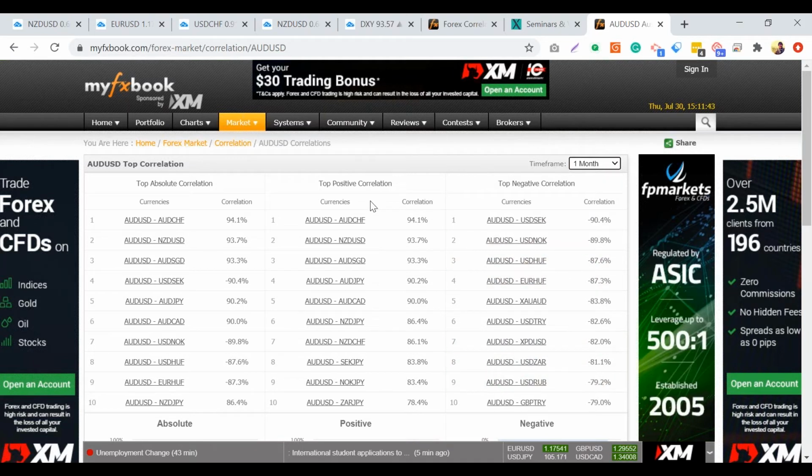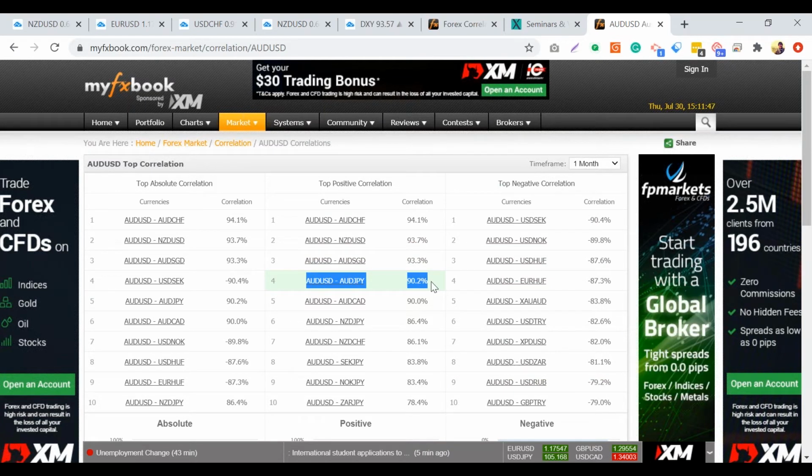So in the past 1 month, we noticed that Aussie dollar and Aussie yen move really closely together. Same with Aussie dollar, Aussie Sing, Aussie dollar, Kiwi dollar, and Aussie dollar, Aussie franc. These four move really closely together. Top absolute correlation means that it doesn't matter if it's positive or negative. So in this case, Aussie dollar and dollar SEK, they had a negative 90.4 correlation.